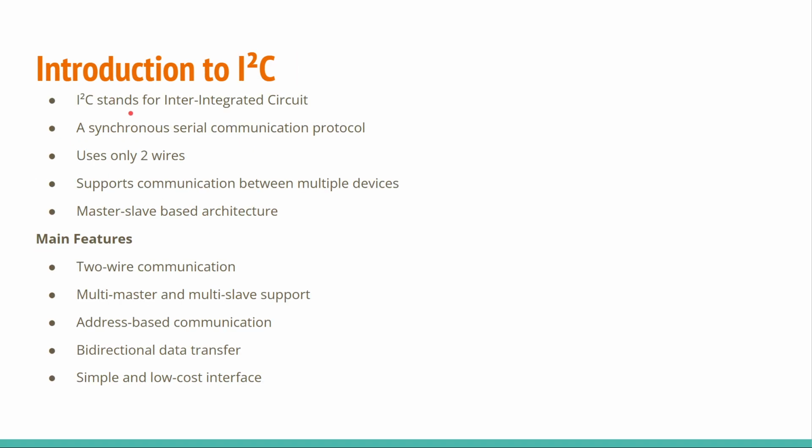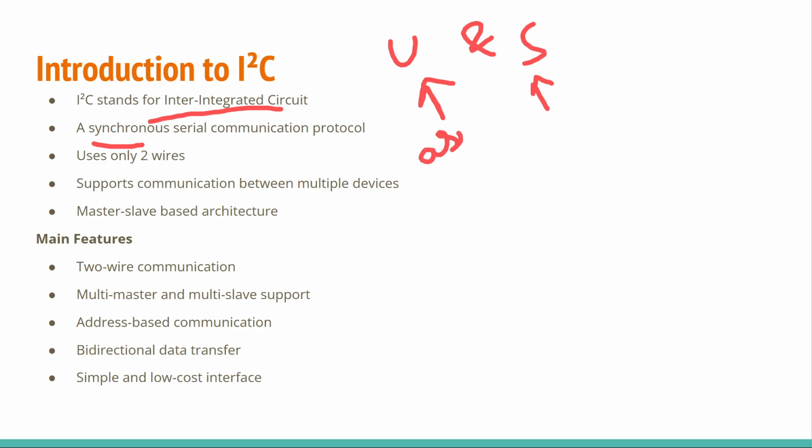So I2C stands for inter-integrated circuit, and it is also called a synchronous one. Already we have seen UART as well as SPI. UART is an asynchronous one and SPI is a synchronous communication protocol, because in UART we don't have a clock signal, so it is called asynchronous. Similar to SPI, I2C is also a synchronous serial communication, and it uses only 2 wires.